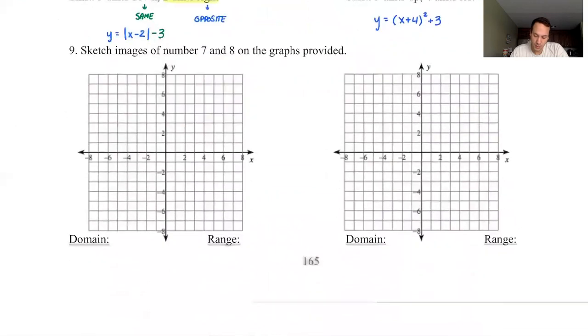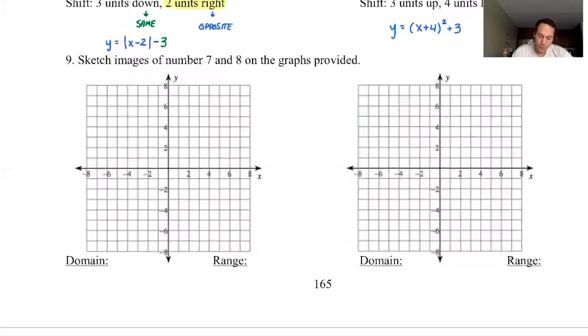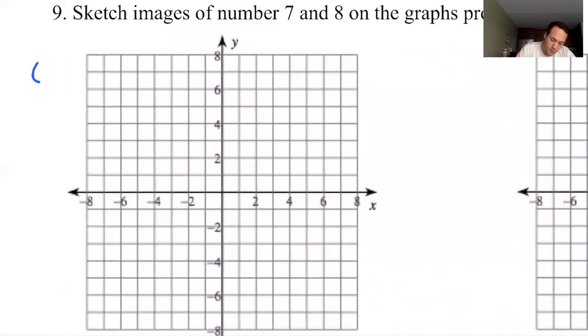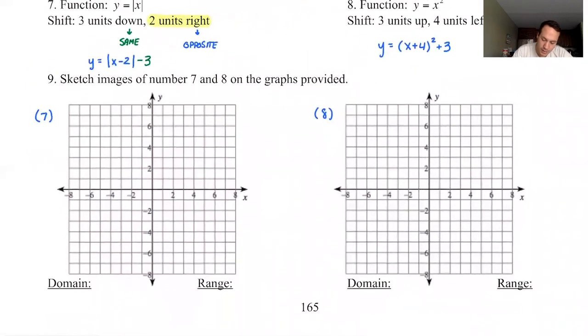Now, just like before, we are going to graph these last two. We're going to do the same thing. We're going to start with the parent function. So number 7 was the absolute value of x. Absolute value of x is the one that looks like this.